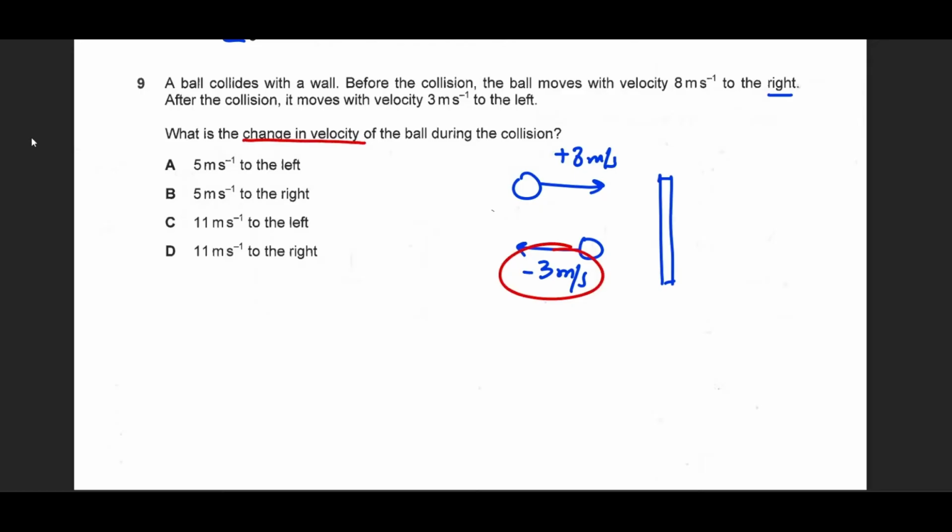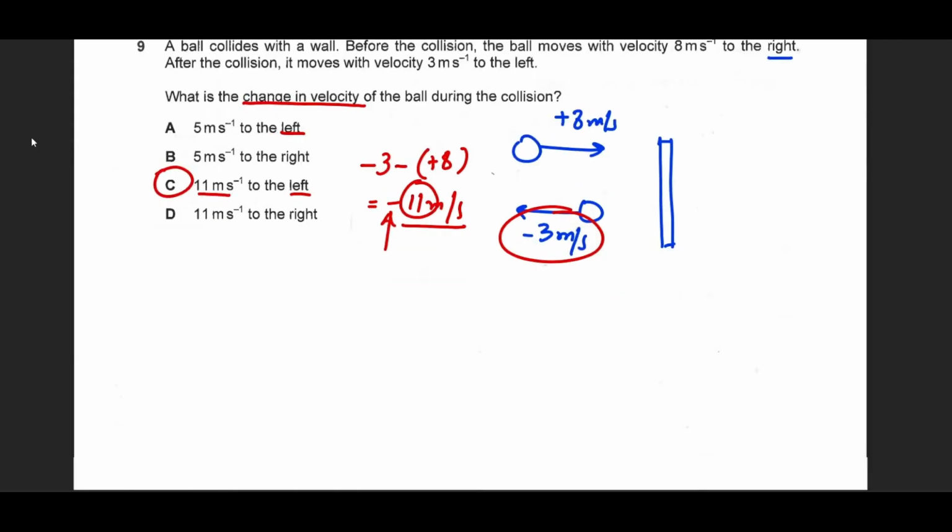Okay, all right. So question number 9, again a simple and straightforward question. He says that a ball collides with a wall. First, it was moving at a speed of 8 meters per second to the right. Since it's moving to the right, we'll consider its velocity to be positive. And after the collision, it moves to the left with a velocity of 3 meters per second. So this is going to be negative 3 meters per second, right? So what is the change in velocity? Final velocity minus initial velocity, which is minus 3 minus 8. This becomes minus 11 meters per second. The negative suggests towards the left, and the value suggests the final change. So this is going to be option C.